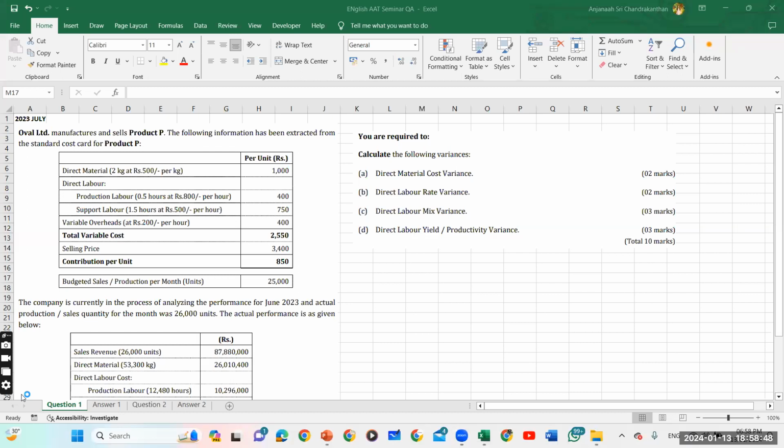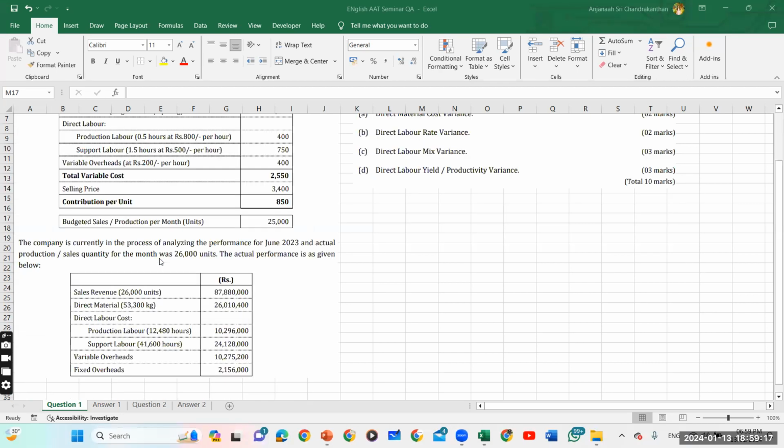Right. All right. So now see this Oval Limited. Oval Limited manufactures and sells product P. The following information has been extracted from the standard cost card. So, the standard costs. Material: 2 kilograms at 500 per kilogram. And then production. Now see labor, there is a mix. And then variable overheads and the selling price, everything is given.